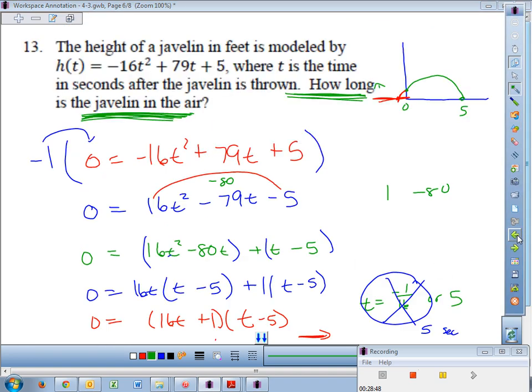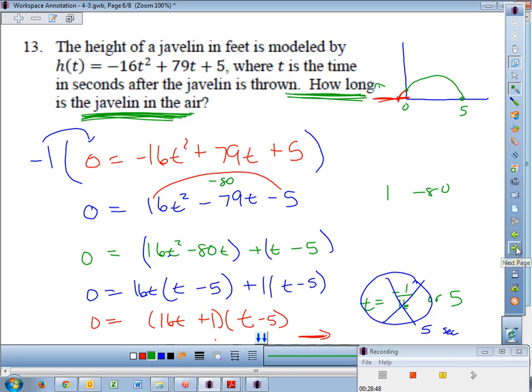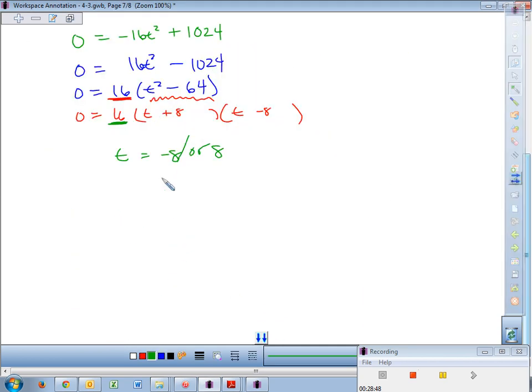Let's go back to my picture. Here's my picture. How long did it take for him to get to this point and spring back? Does negative 8 seconds make sense? So what you got to do in your work is cross it out. That's an extraneous answer. 8 seconds is how long that puppy took.